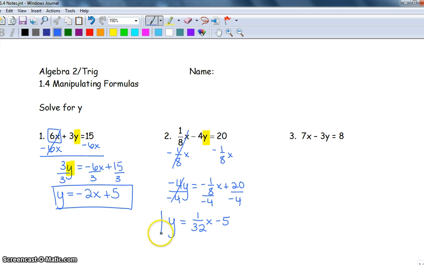minus 5. So you can see that we've changed our equation from standard form, and hopefully you remember slope-intercept form. So taking the equation and solving for y, I've changed it into slope-intercept form, into graphing form.